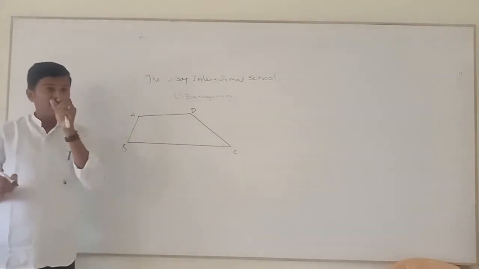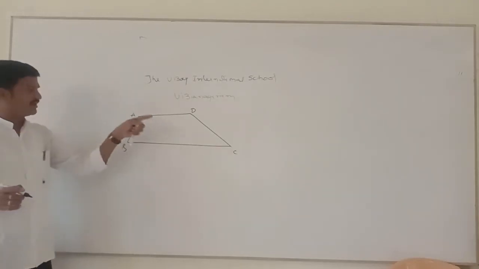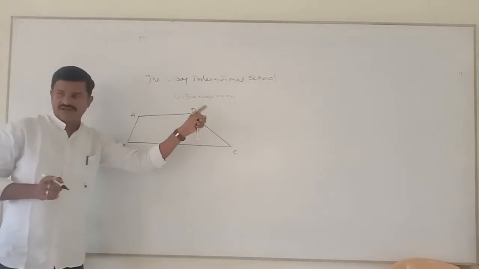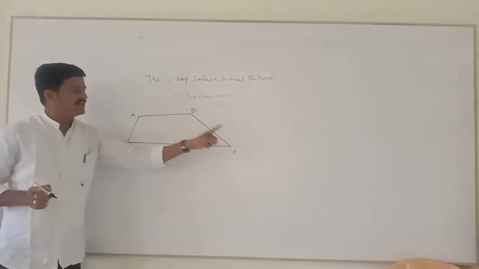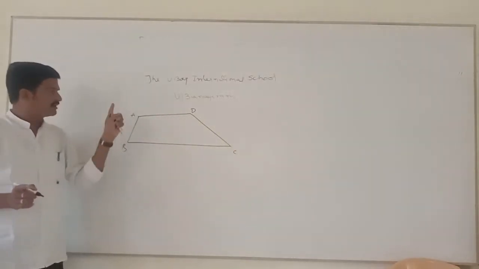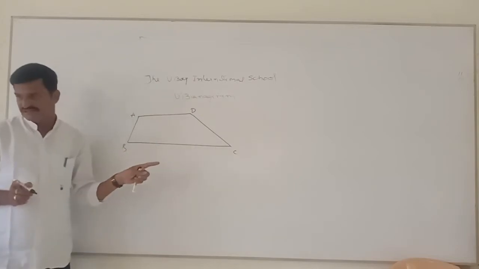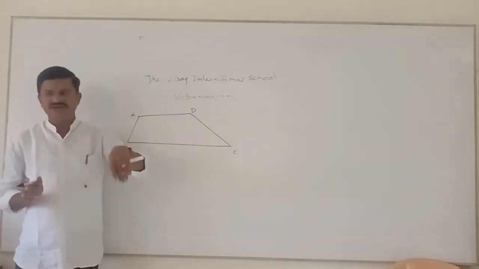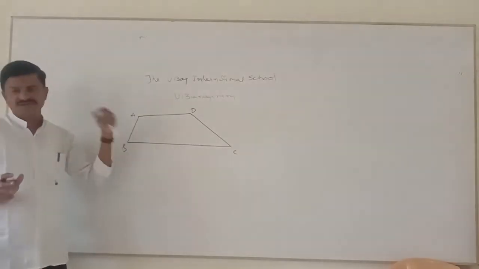See children, whenever you are marking the vertices, you can follow either anti-clockwise or clockwise: A, B, C, D, or else A, D, C, B. But don't mark A, B, C, D like this. That is not the correct method. Are you clear? You can follow either clockwise or anti-clockwise. So this is the quadrilateral.